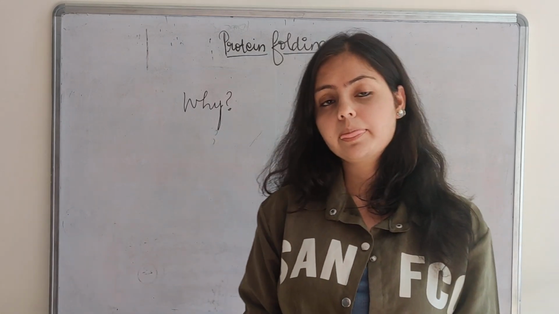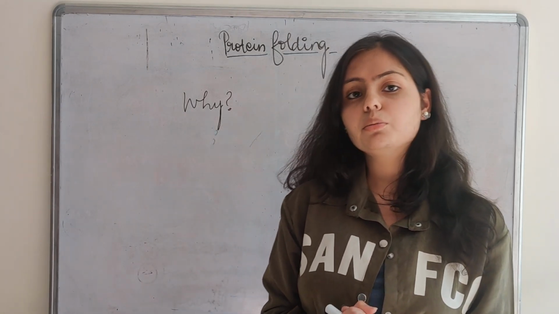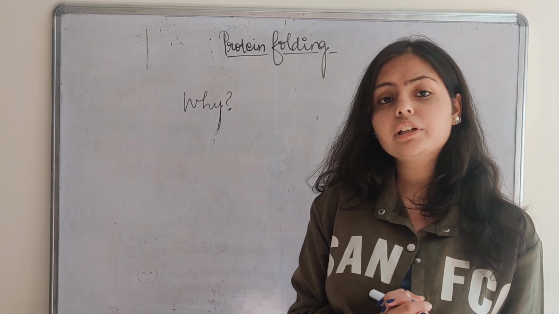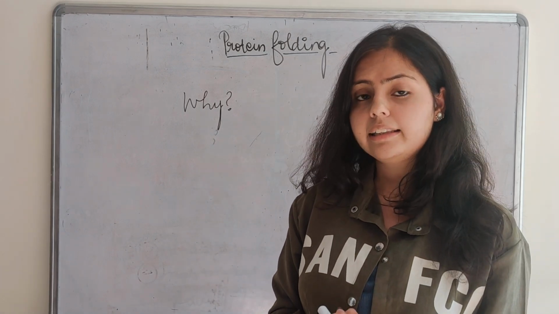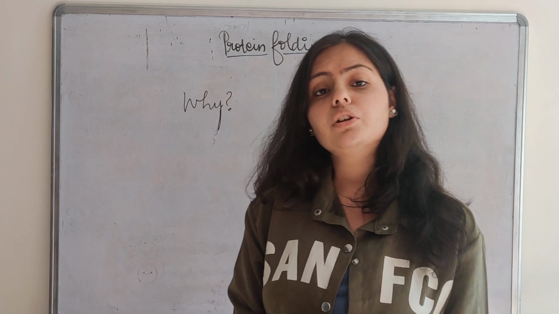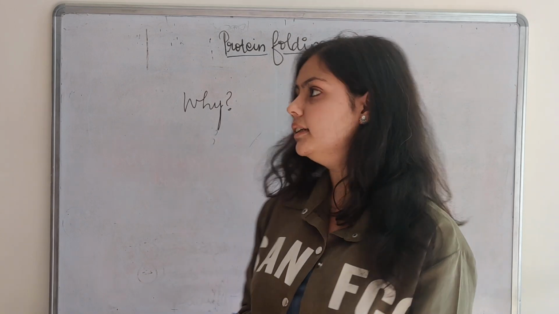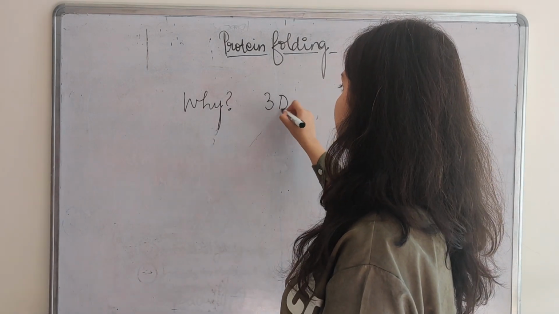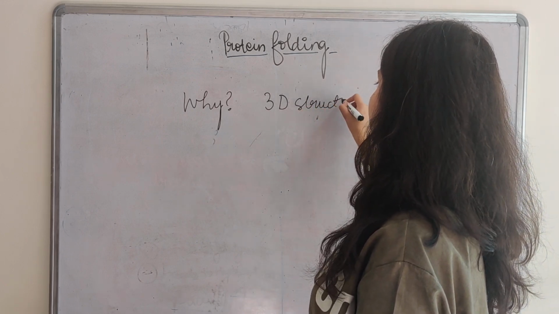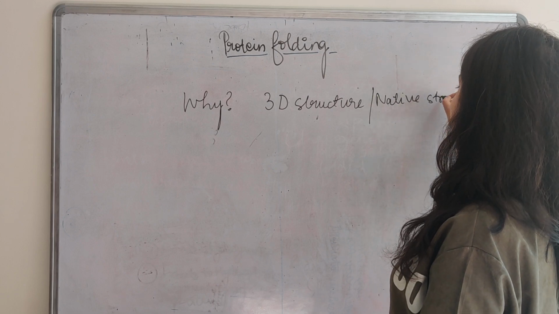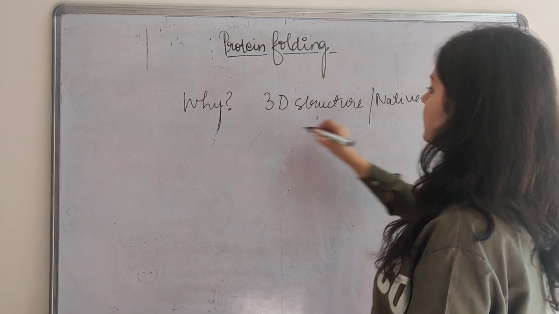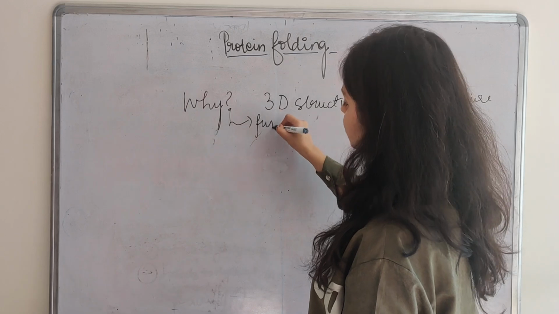A protein is made up of amino acids that you all know by now. Proteins in their native structure are only functional. In order to make the protein functional, they have to be in their native structure. And what is the native structure of the protein? It is the 3D structure. And the answer for why is to attain function.